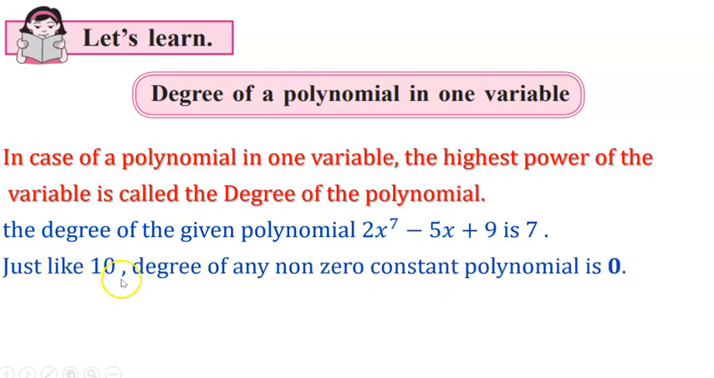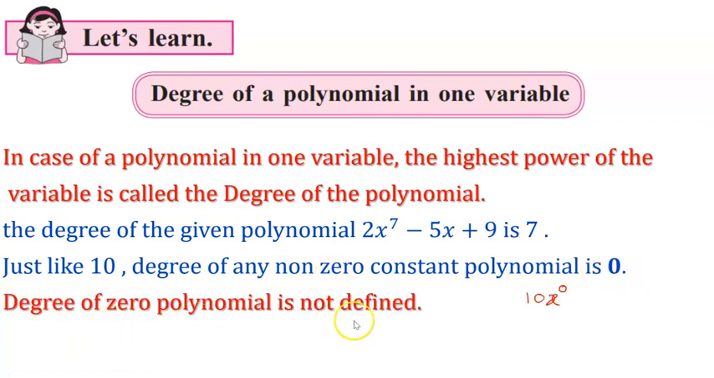Next, just like 10, the degree of any non-zero constant polynomial is 0. Now this constant number 10 can be written as, हा 10 आपल्याला कसं लिहिता येईल, 10 into x raised to 0. Okay, therefore the degree of this polynomial is 0. म्हणून कुठलाही कॉन्स्टंट नंबर असेल तर त्याची डिग्री किती असते, तर ती 0 असते. Next, degree of zero polynomial is not defined. Okay, zero ची डिग्री आपण सांगू शकत नाही. Therefore we say that the degree of zero polynomial is not defined.